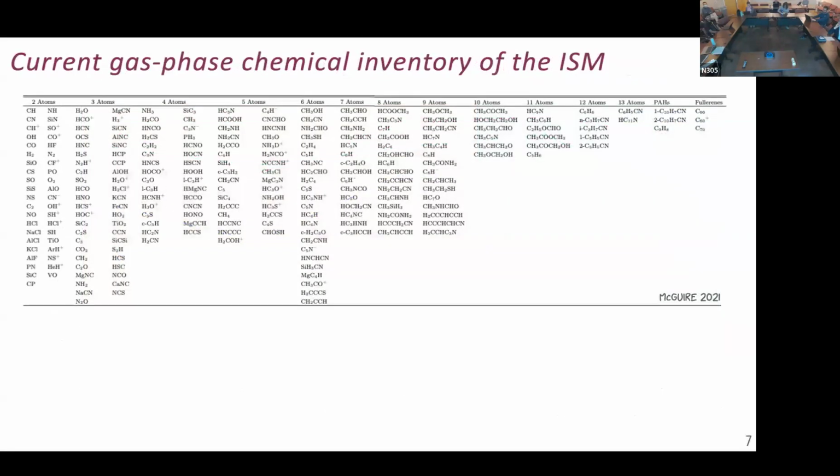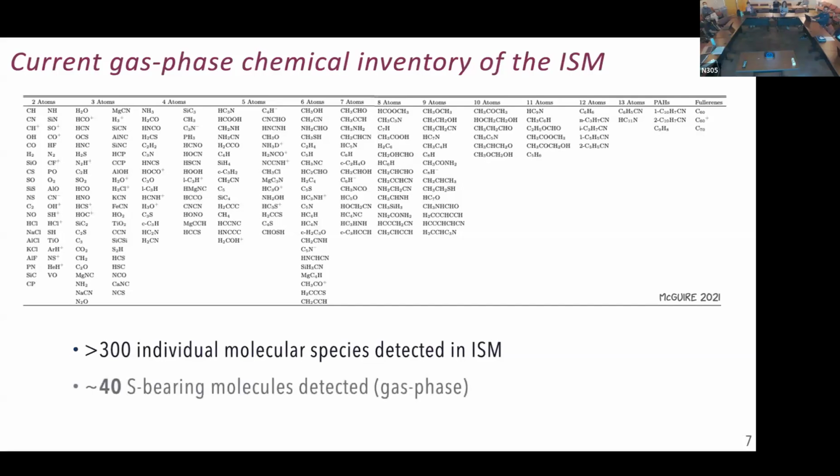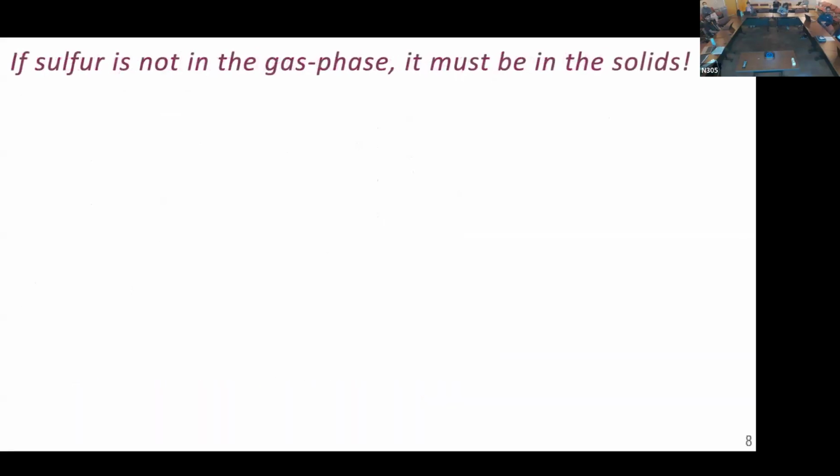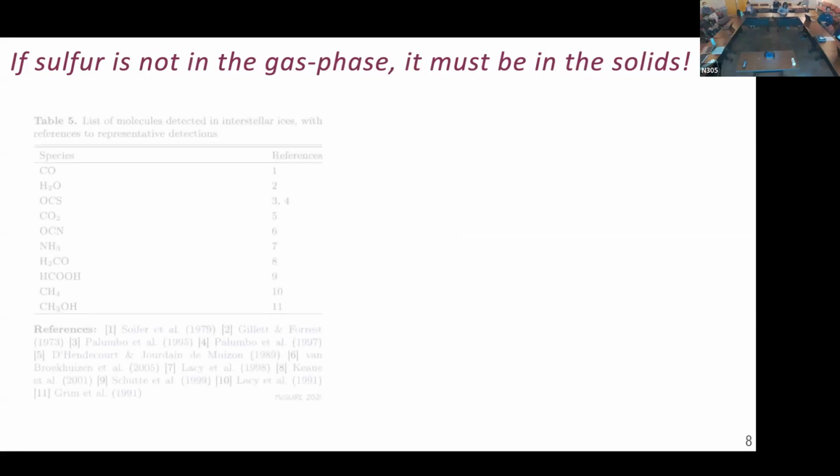And in terms of our current gas phase chemical inventory, just so you have some numbers to know why this is so significant, we have over 300 individual molecular species, and 40 of these are detected in the gas phase. If sulfur is not in the gas phase, people were thinking it must be in the solids, it must be in the ices. So 300 molecules overall, 40-ish in the gas phase for sulfur.